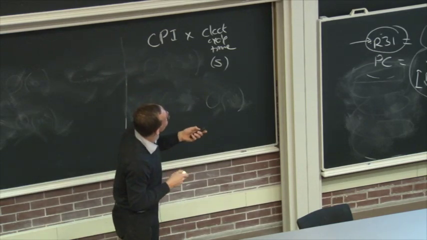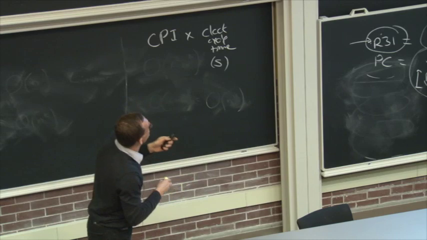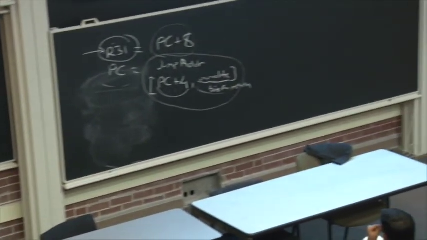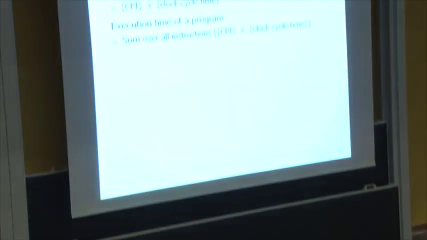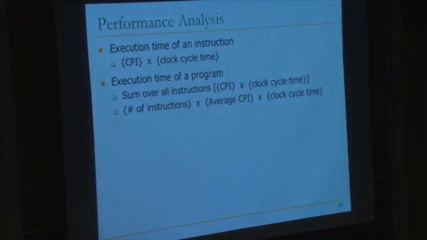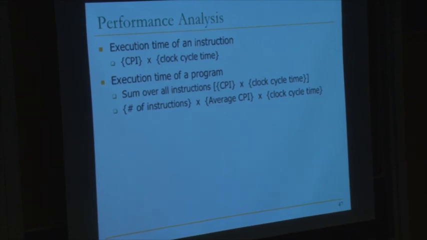But let's take a look at this. The execution time of a program is really the sum over all instructions of this. For each instruction, you have this value, right? Which is number of instructions times average cycles per instruction times clock cycle time. This is also called the performance equation. We will see many different ways of optimizing this over the course of this course.